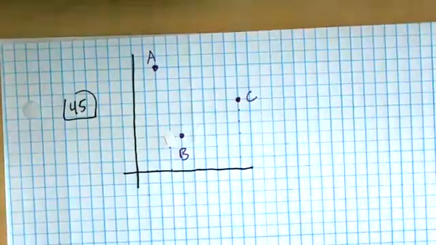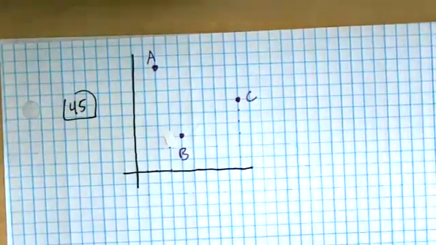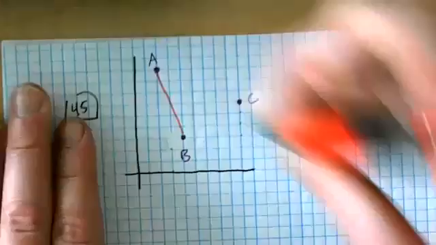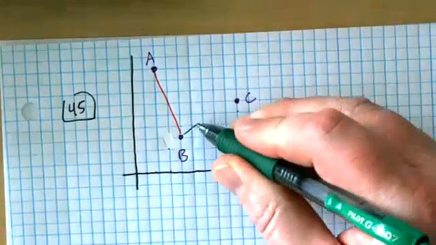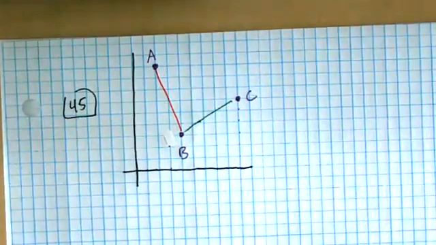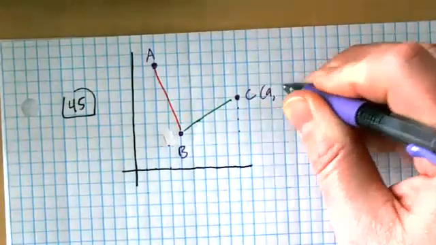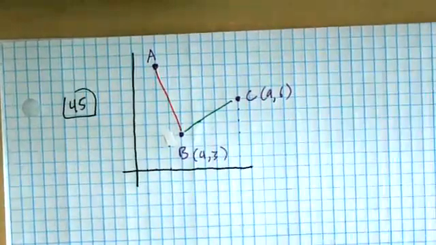And what they have asked us to determine is what's closer to point B. Is A closer to B, or is C closer to B? So in order to know for sure, we would need to find those two distances. C was (9, 6). Thank you. And A was (2, 9).